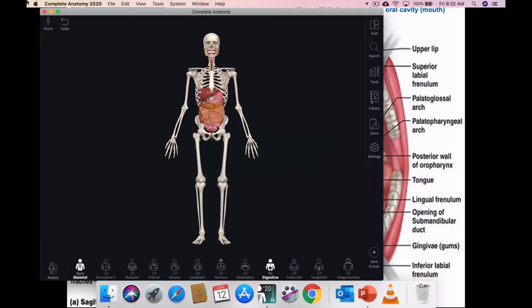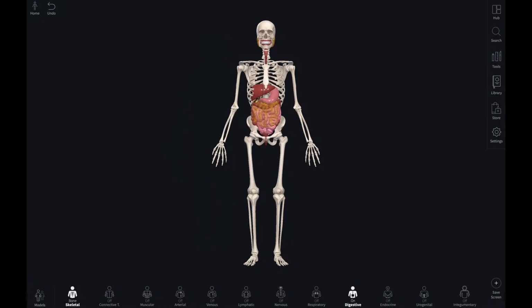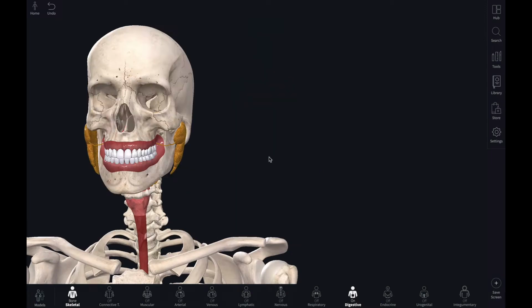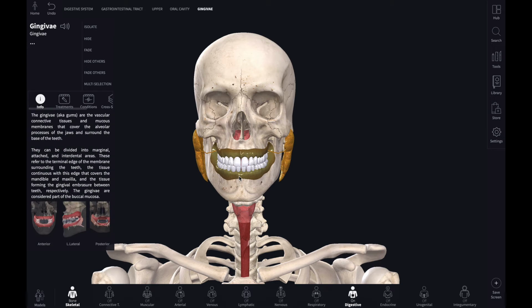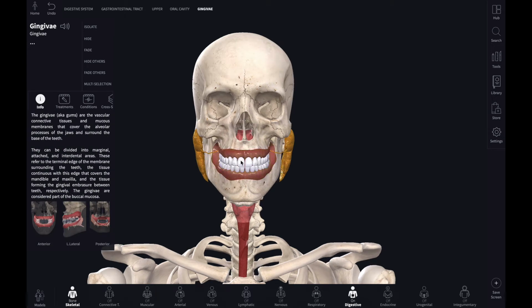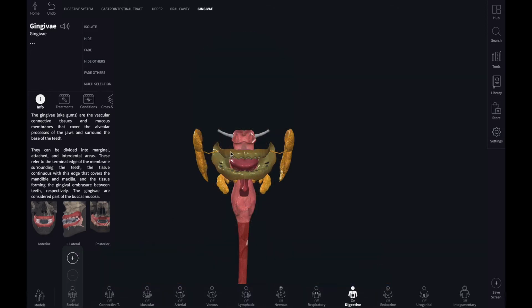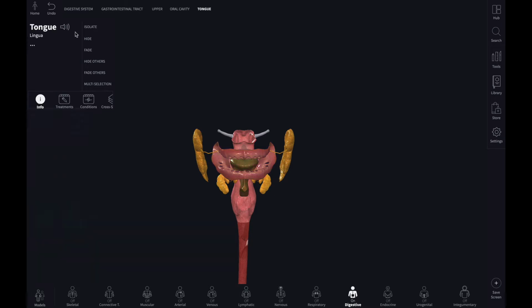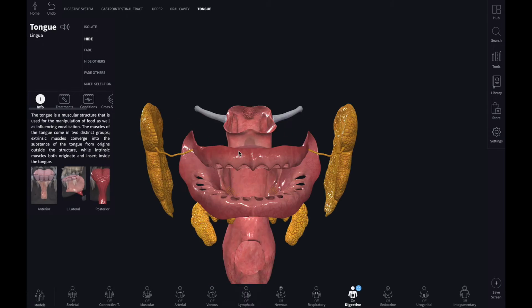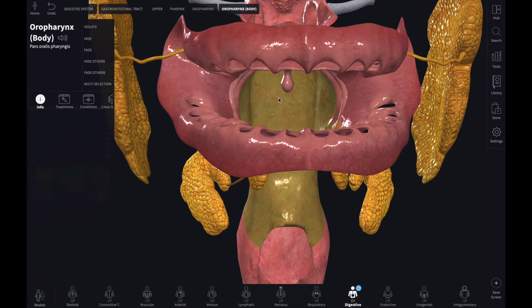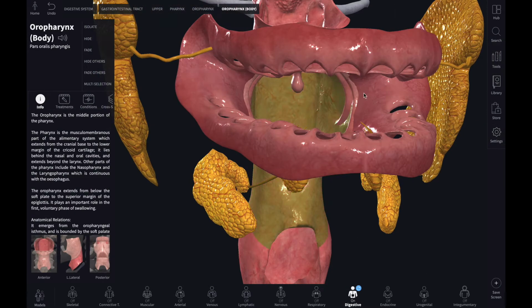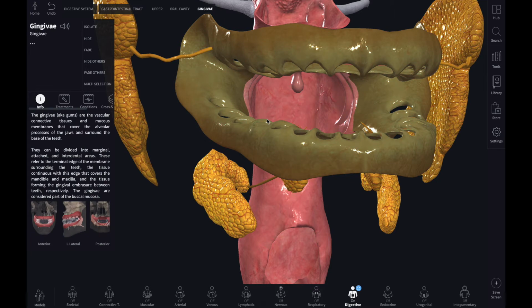Now we will see this mouth in this model. If you see here, this is called the oral mucosa. Here I will remove the skeleton, and this is the buccal cavity. What you see here inside is the buccal cavity, and these mucosas are made up of stratified squamous epithelium.